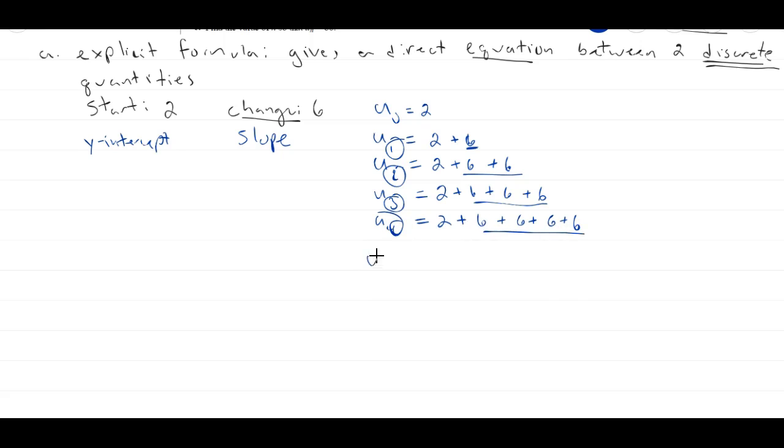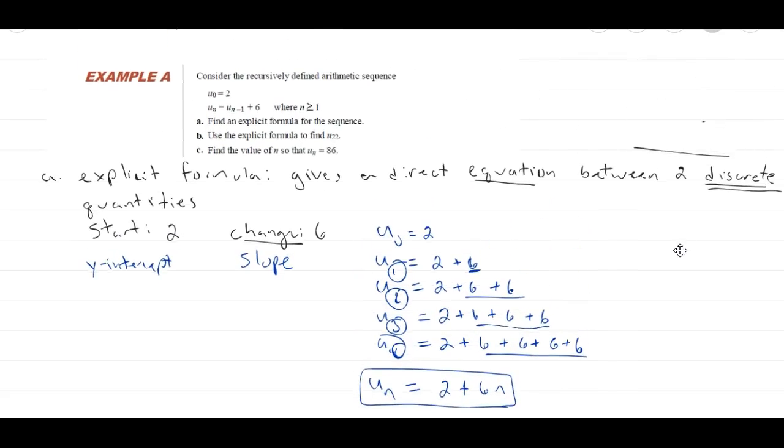So I could really say that u sub n is going to equal 2 plus the number of 6s that I have, so 6 times n. Right? So there would be an explicit formula right there. U sub n is going to equal 2 plus 6 times the number of the n that I have. And there would be our explicit formula. Alright, so there is part A.